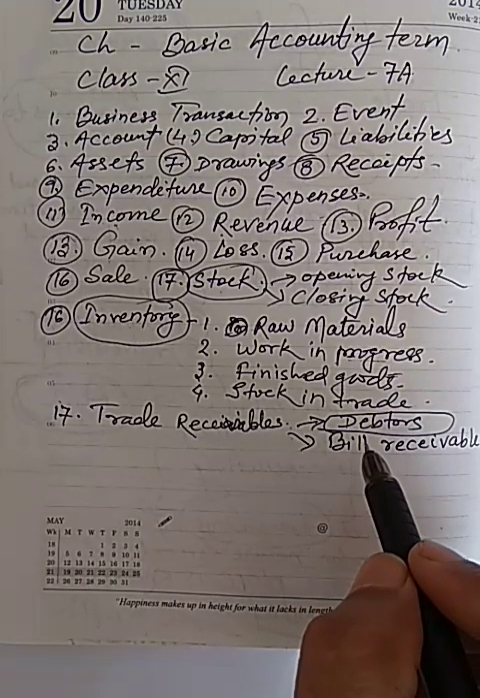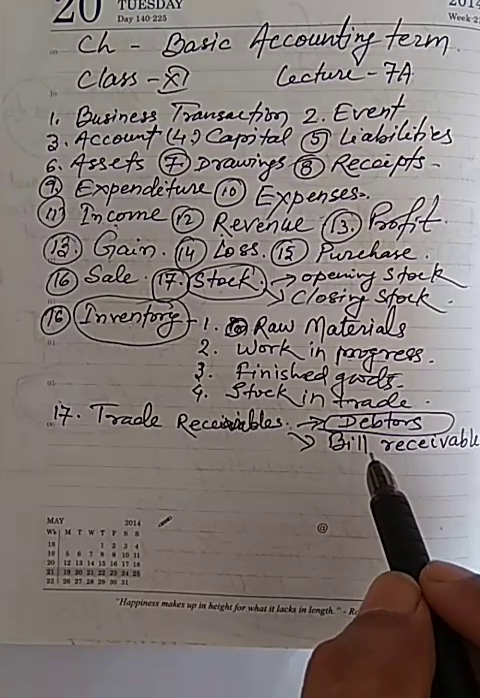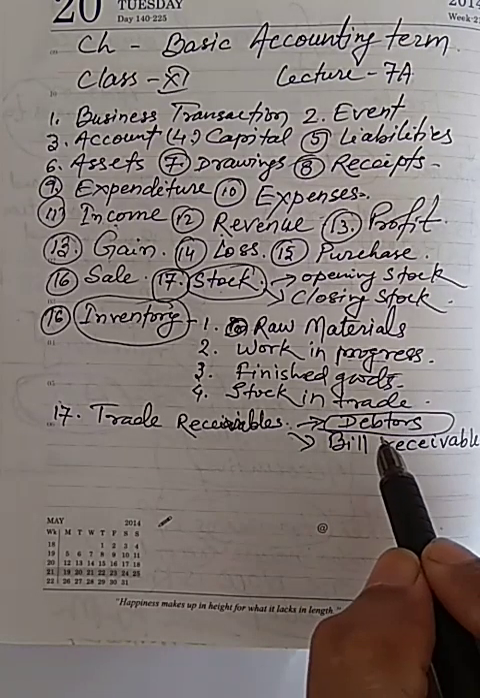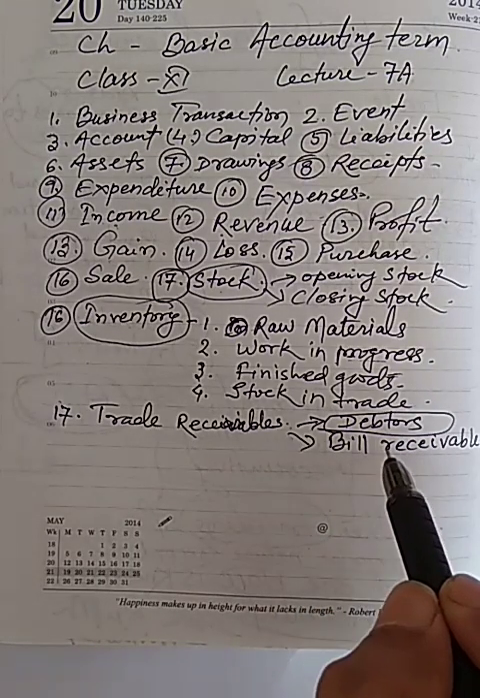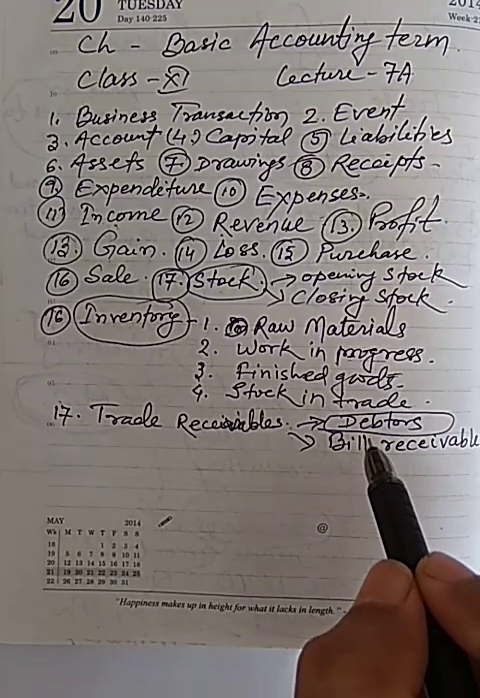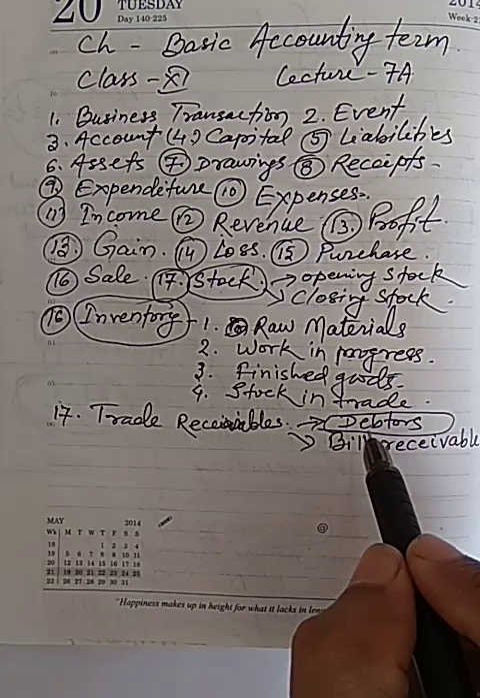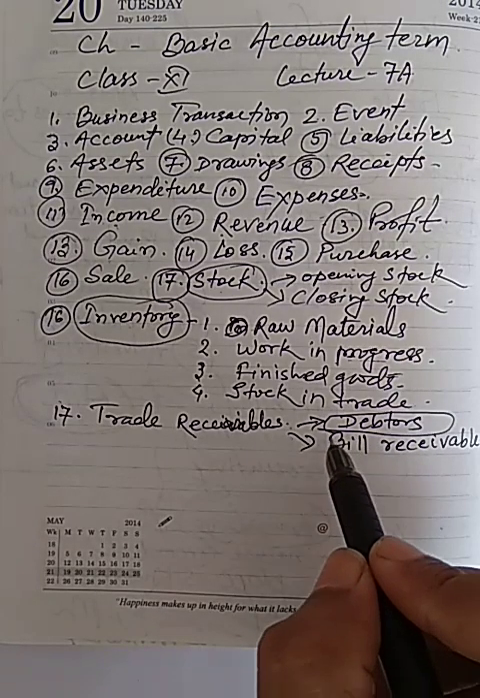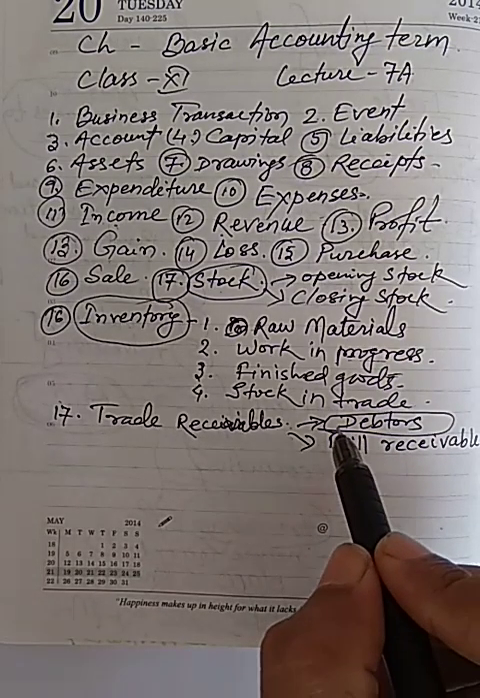For example, if goods worth 50,000 have been sold to Ram on credit, he will continue to remain the debtor of the business so long as he does not make the full payment.